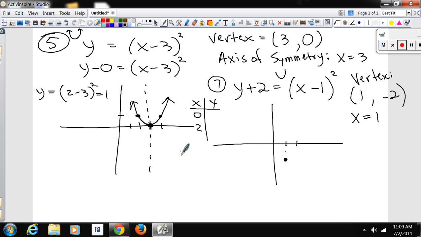So y plus 2 equals 0 minus 1 squared. So it looks like y plus 2 equals 1, because negative 1 squared is 1. Subtract 2 on both sides, y is going to be negative 1. So when we put in a 0, we got out a negative 1. When you put in a 2, you're also going to get out a negative 1 because it's a symmetrical graph. So there's your curve.